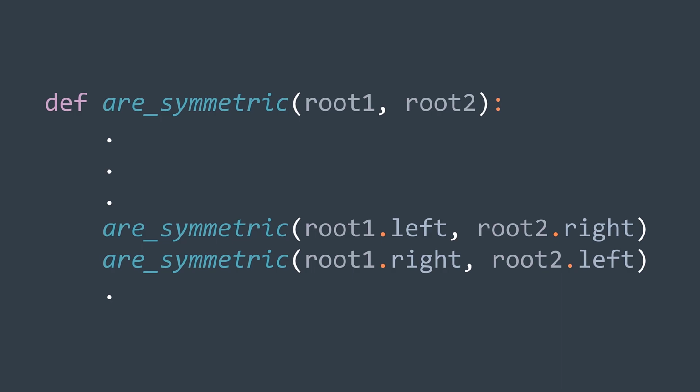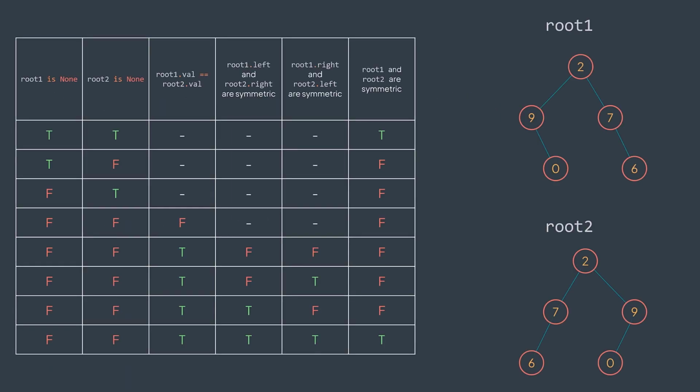We call it on root1.left and root2.right, we call it on root1.right and root2.left, and we check that both calls return true. It means that both conditions are verified, that the left subtree of root 1 is symmetric to the right subtree of root 2, and that the right subtree of root 1 is symmetric to the left subtree of root 2. Let's quickly see an example.